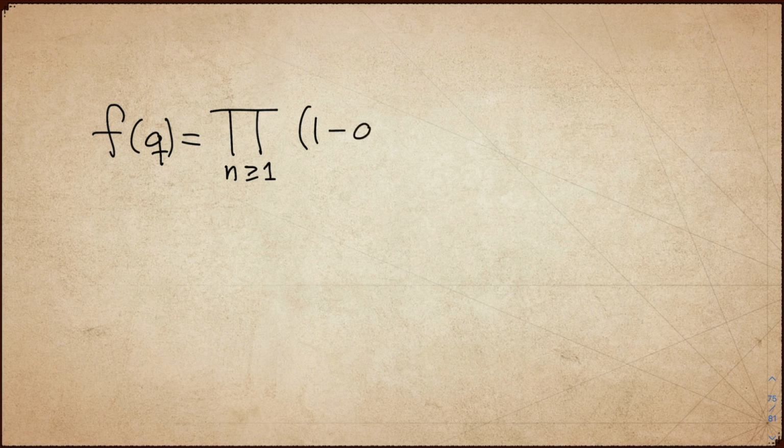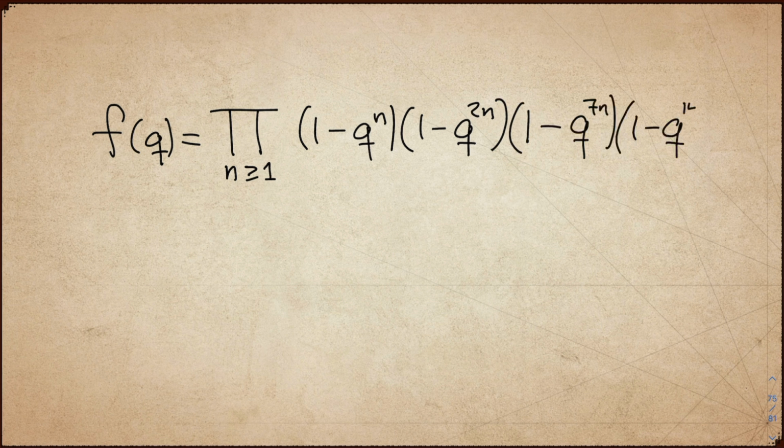For those of you who know about generating sequences, the generating sequence for this L function can be written as the product over all n of (1 minus q to the n) times (1 minus q to the 2n) times (1 minus q to the 7n) times (1 minus q to the 14n). And of course, you recognize the numbers 1, 2, 7, and 14 in the exponents.